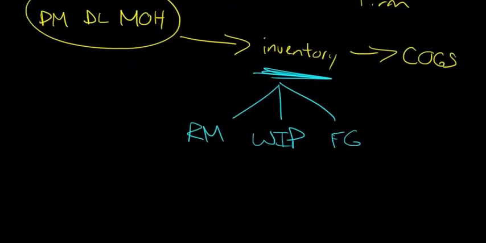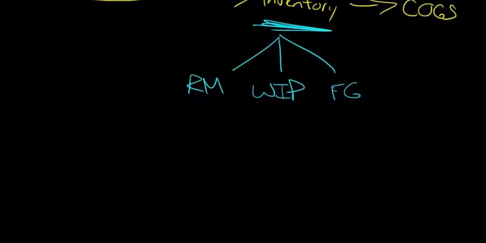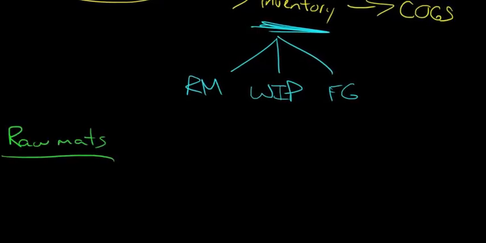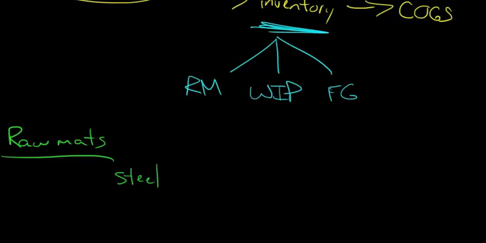So let me scroll down a little bit here. Let's talk about raw materials. Let's say that you were making a car. It'll be something like steel. This is the actual materials used to make the product.